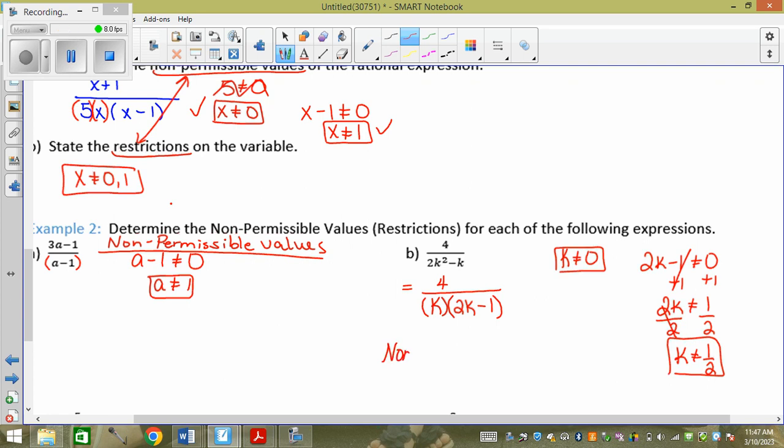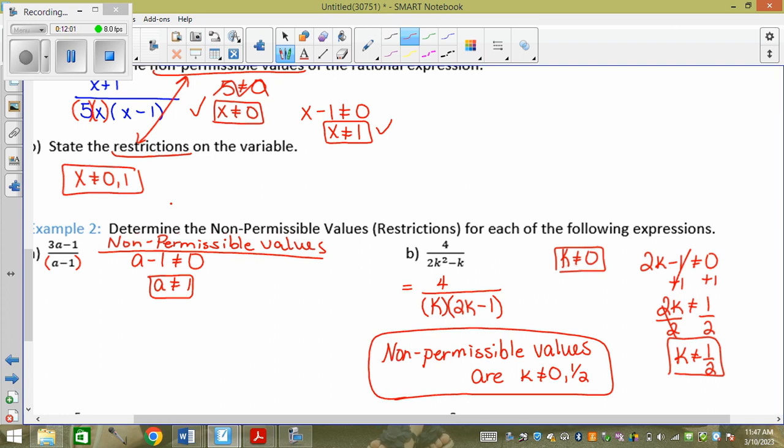So the non-permissible values are k can't equal 0 and a half. Then we're going to flip over.